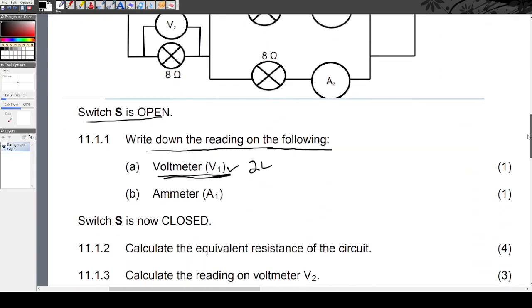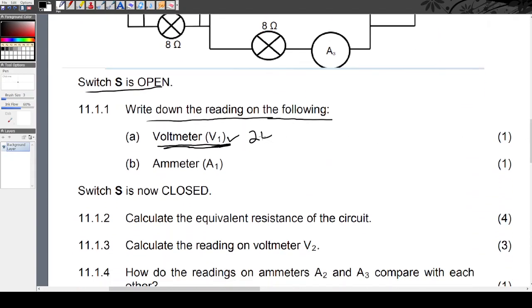So let's go and answer that part. Oh, this is 24 volts. So let me clear this up. And so we said V1 is 24 volts and A1 will be 0 amps.